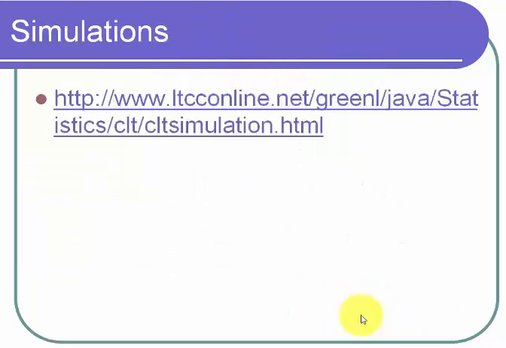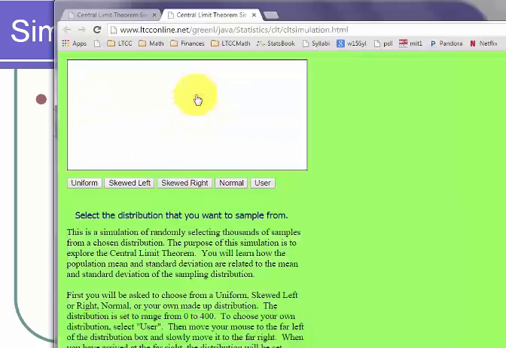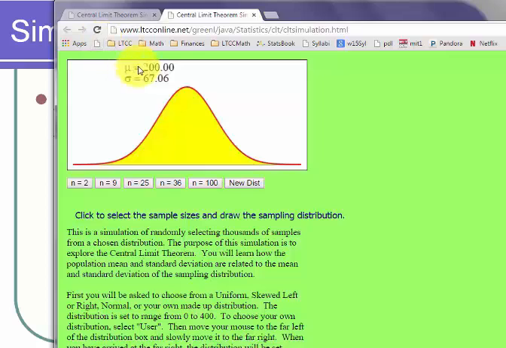So let's do a simulation. This is a little simulation that I built. And what I'm going to do is start out with a normal distribution of population mean 200 and population standard deviation 67, about. And I want to find out what the sampling distribution looks like. Let's choose n equals 100 to start with.